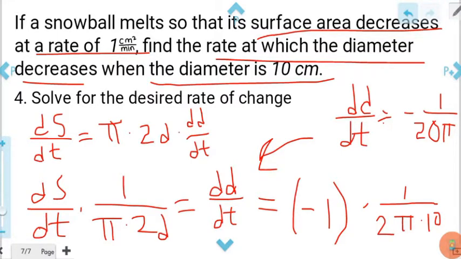So really, since it's asking us to find the rate at which the diameter is decreasing, our answer is actually going to be positive, because the negative is the same as saying that it's decreasing. So we know that our diameter is decreasing at a rate of 1 over 20 pi centimeters per minute. And that's it. That's all it takes. So like I said before, the same 4-step process can be applied to basically any related rates problem. They're all going to be the same 4 steps.